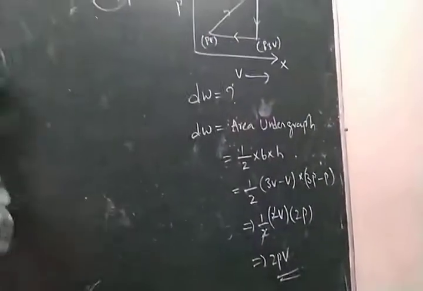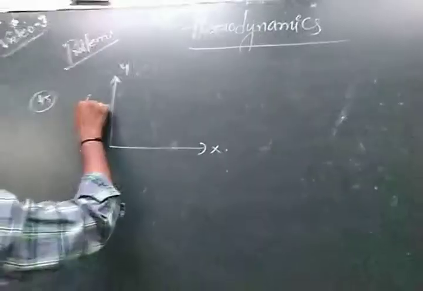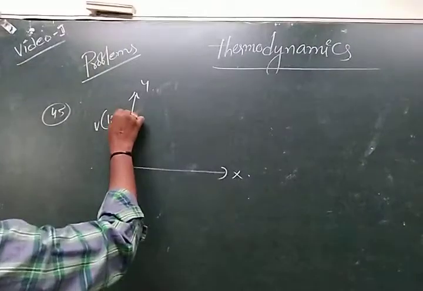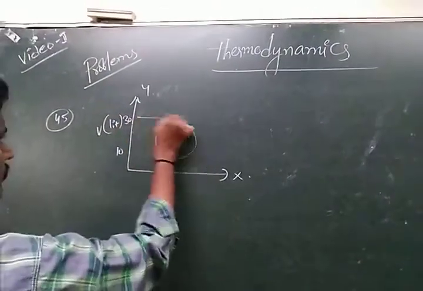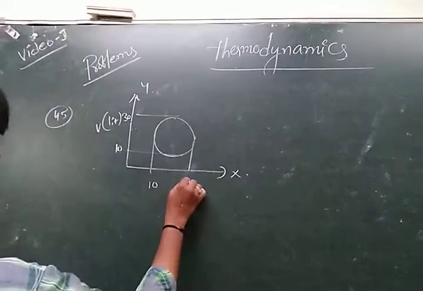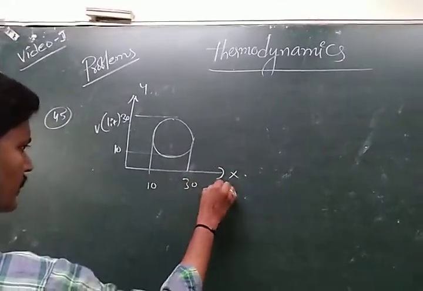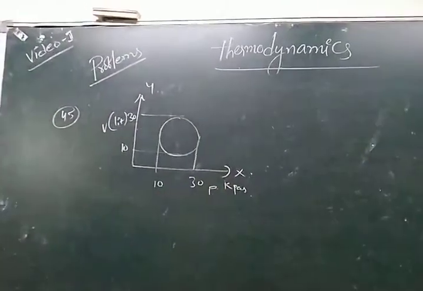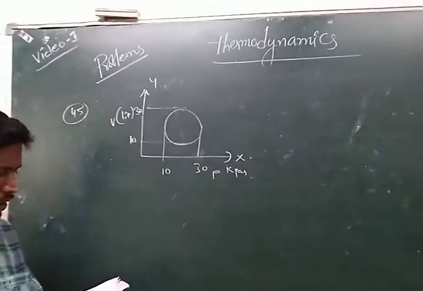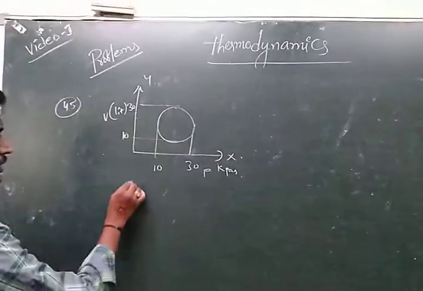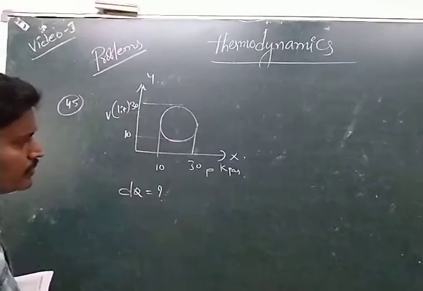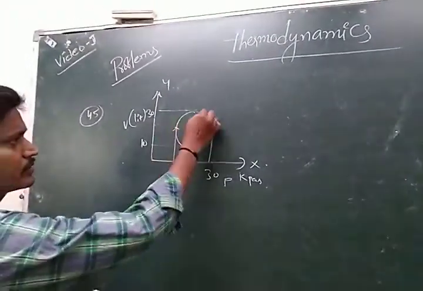Next, the volume in liters, 10, 30, then the pressure 30 kilopascal. Here, find the heat energy absorbed by the system in this cyclical process.